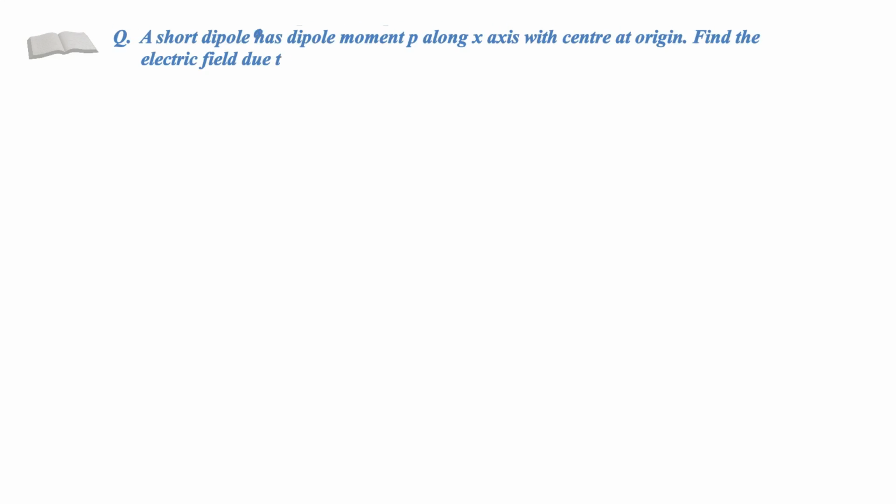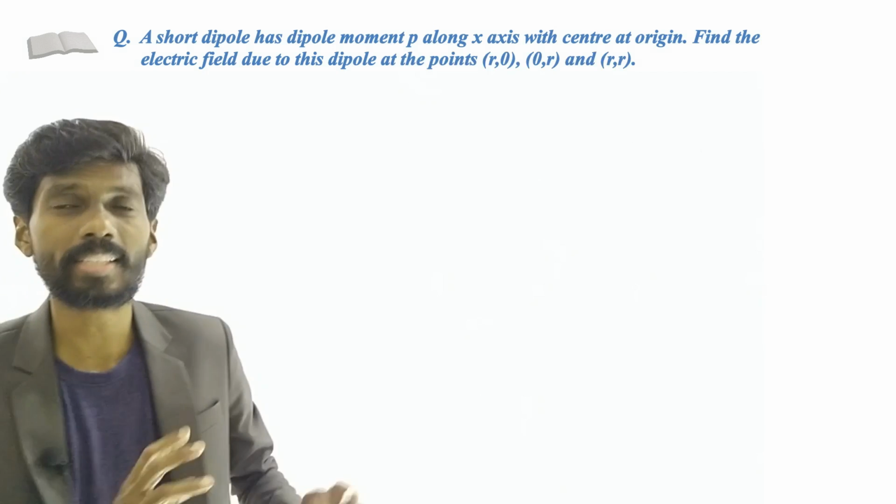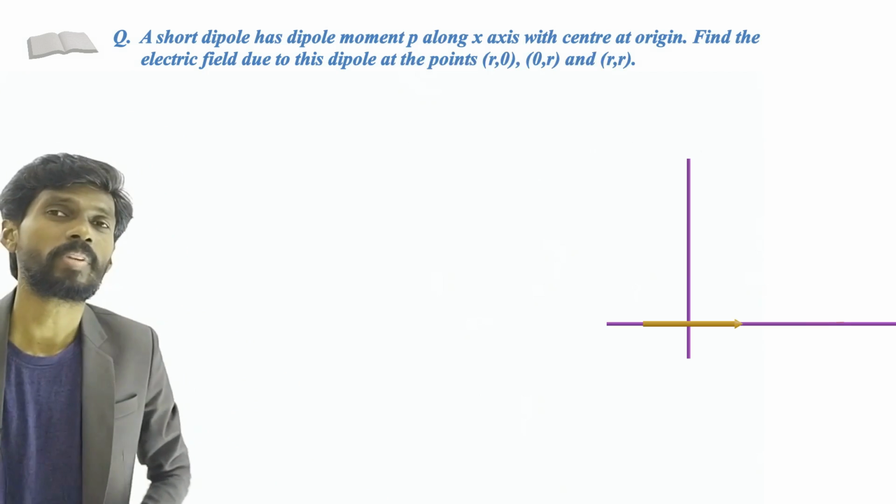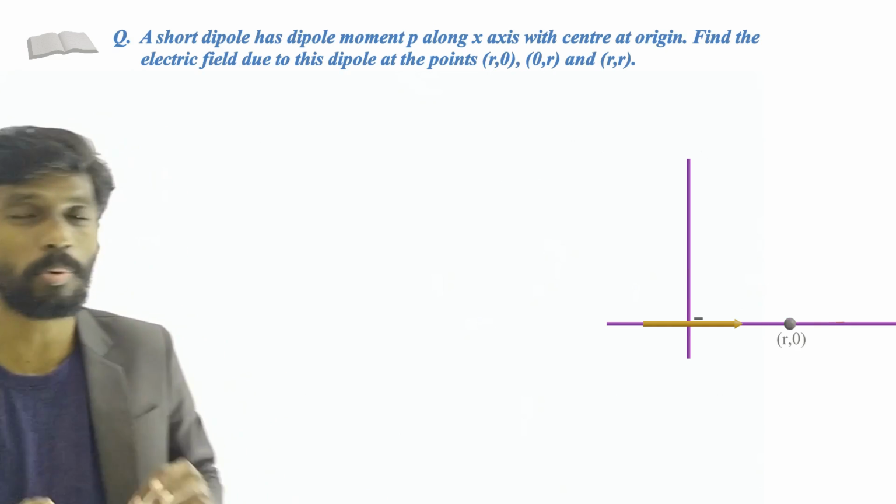A short dipole has dipole moment P along x-axis with center at origin. Find the electric field due to this dipole at the points (r, 0), (0, r) and (r, r). We have a short dipole here along x-axis whose center is at origin. Now we need to find the electric field due to this dipole at various points.